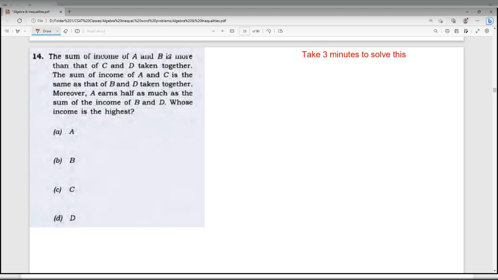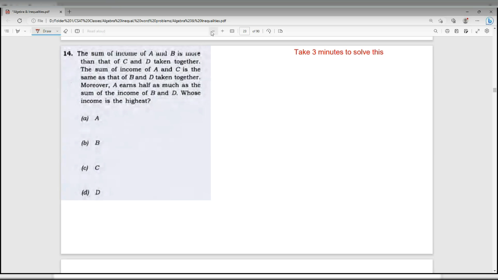So we'll see what this problem is asking. The sum of income of A and B is more than that of C and D taken together. The sum of income of A and C is the same as that of B and D taken together. Moreover, A earns half as much as the sum of the income of B and D, whose income is the highest. So they are asking the person with the highest income.